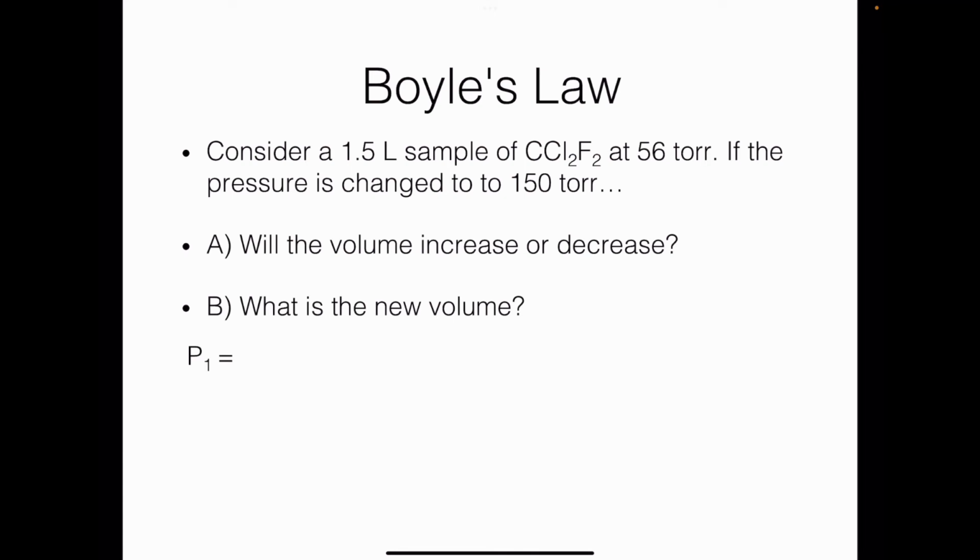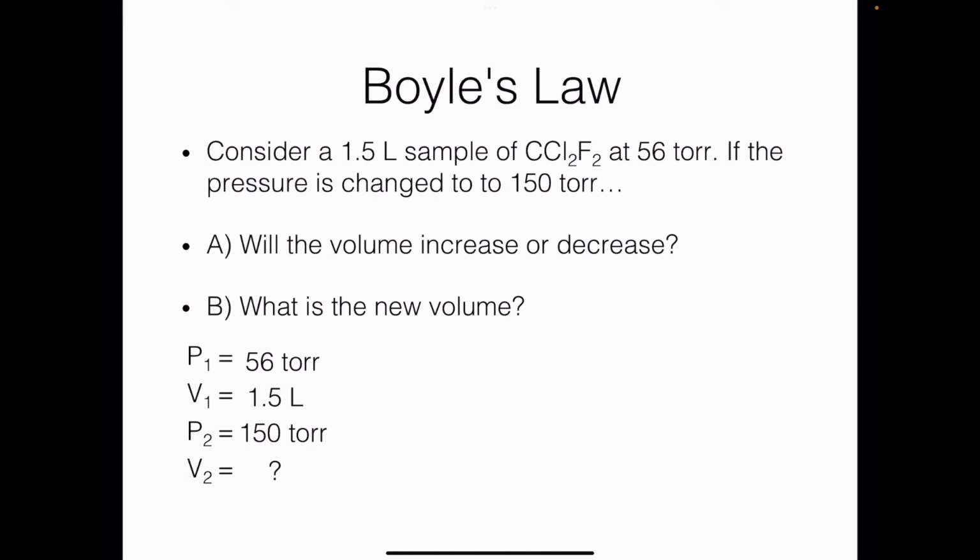So here we want to define our variables. We have P1, V1, P2, and V2. Our P1 value is 56 torr. Our V1 value is 1.5 liters. Our P2 is 150 torr. And our V2 is our unknown variable. That's what we're being asked for.